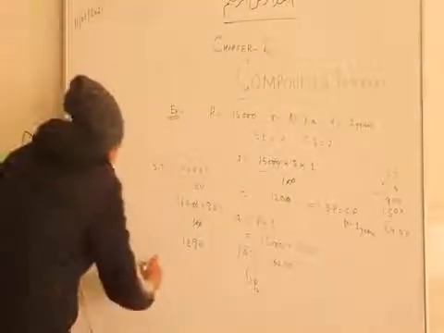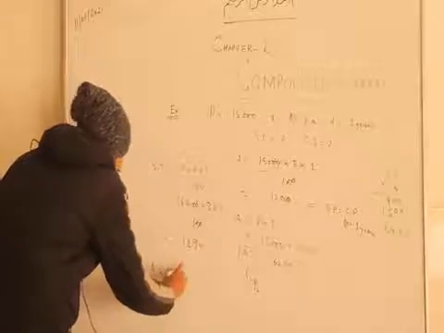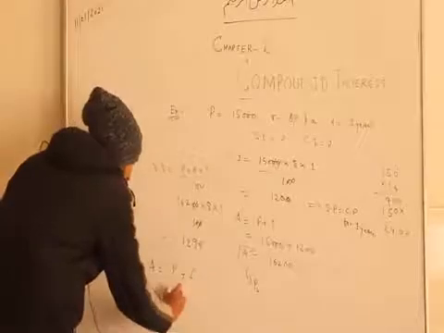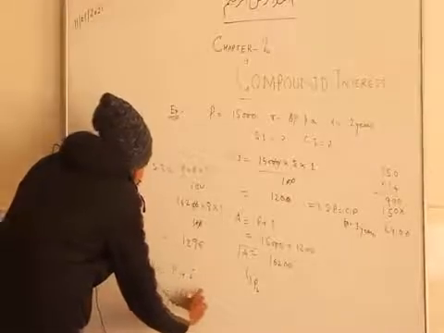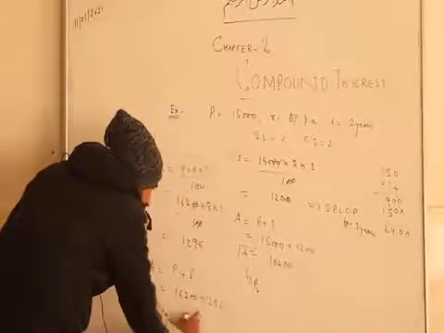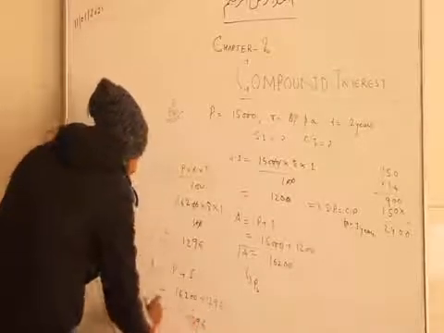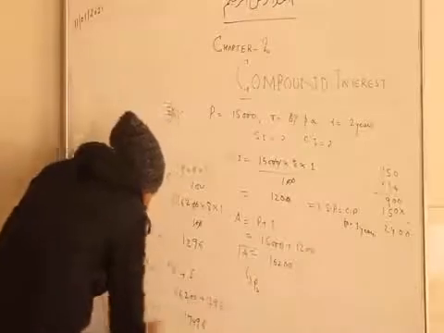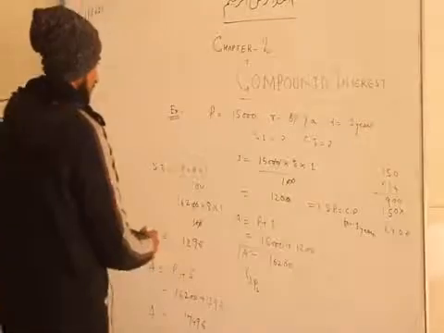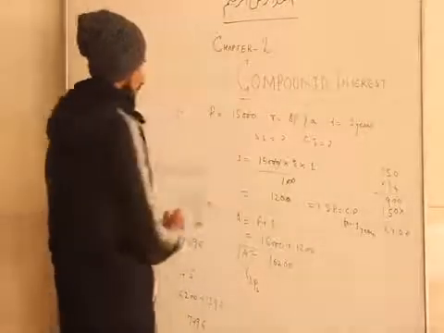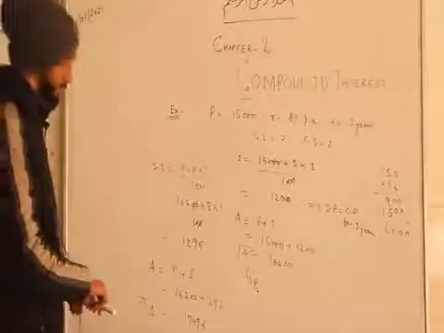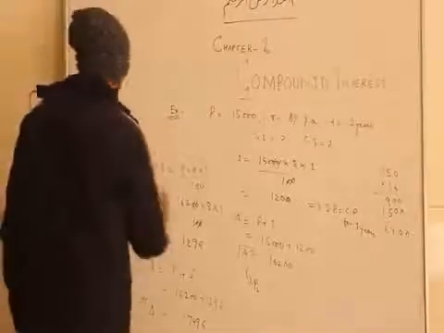Now the amount after the second year is principal plus interest. The principal is 16,200 plus 1296, so this is the amount after 2 years. This is 17,496. And what was our principal? The principal was 15,000. So how much has our amount increased? We can subtract it and find the compound interest.